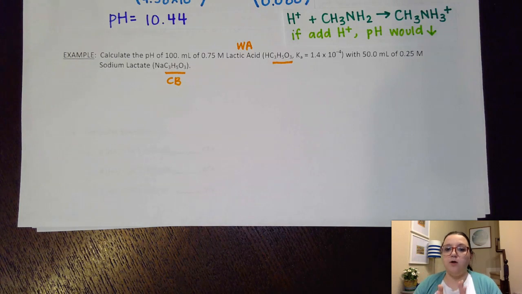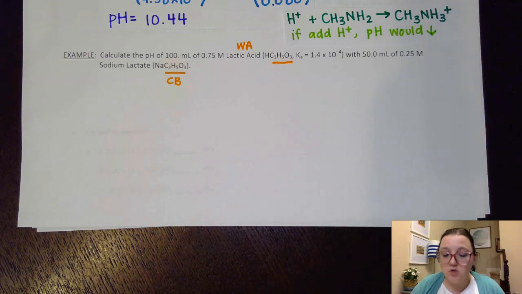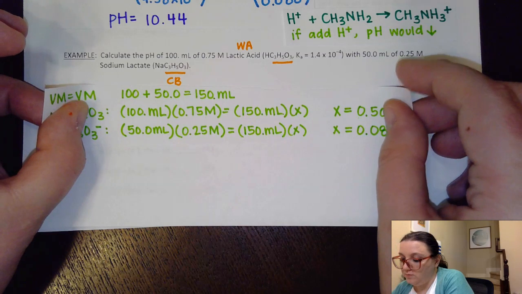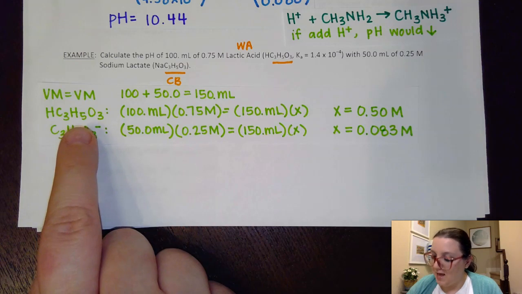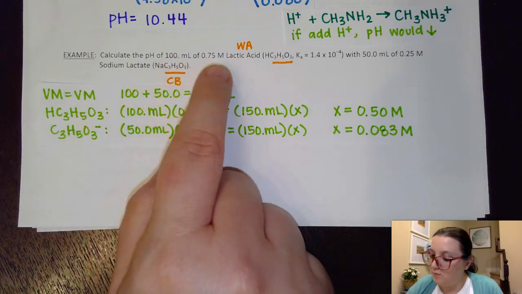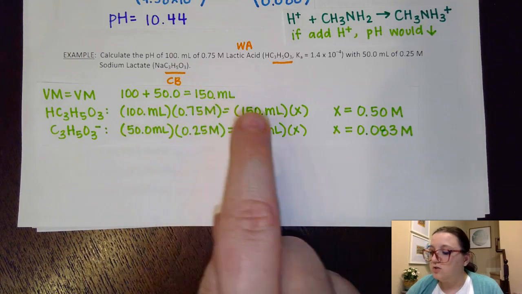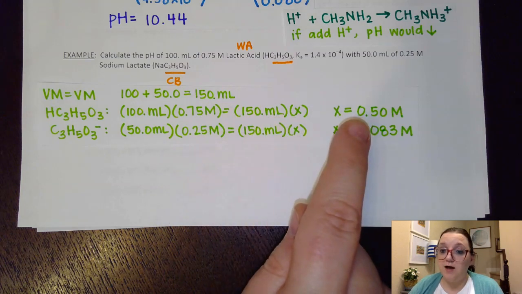Now, here's the awkward part on this one. We do have volumes mentioned, which means that these molarities are only true at those volumes. So before I can use the HH equation, we first need to do a volume-volume calculation. And unfortunately, we've got to do one for both of these. So first, for the lactic acid, I did the 100 milliliters of 0.75 molar. My new additive volume is 150 milliliters, so I want to figure out the molarity at that 150 milliliters. And so that's what I got here at 0.50 molarity.